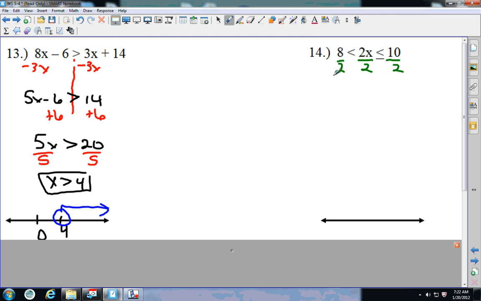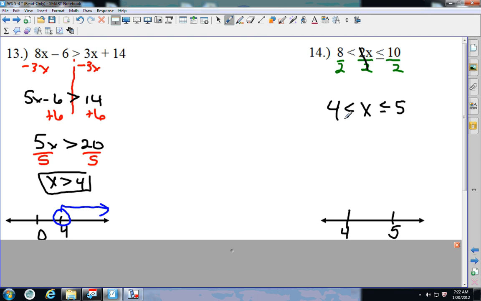Well, 8 divided by 2 is 4. Less than right here. These cancel out, so I get x less than or equal to 10 divided by 2 is 5. So now we should be able to graph this. I've got a 4 and I have a 5.